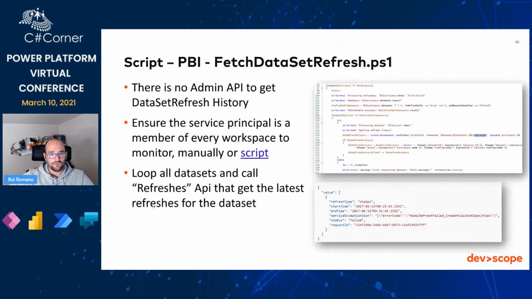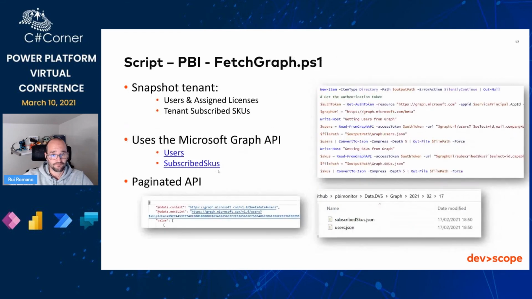So I have those 4 scripts: the catalog, the activity, the refresh. For the refresh, it's important to state that there is no admin API to collect this data. So you need to make sure that the service principal has access to the workspace. There is also another script that I share that will go to all the workspaces as the admin and make sure that the service principal has access to the workspace before running the scripts, if the refresh operation is something that you want to analyze.